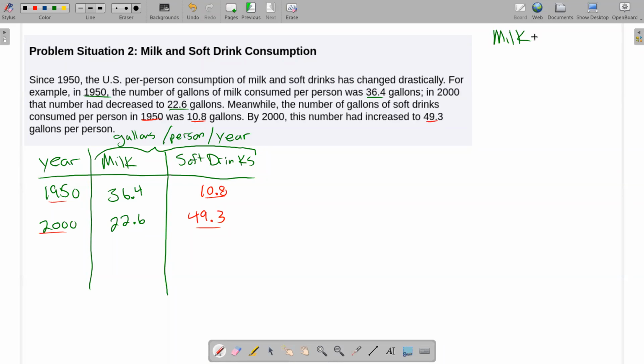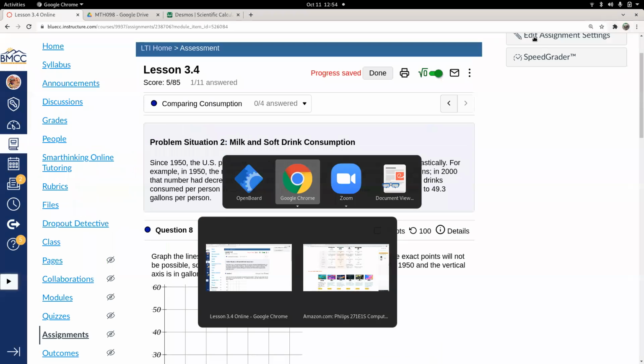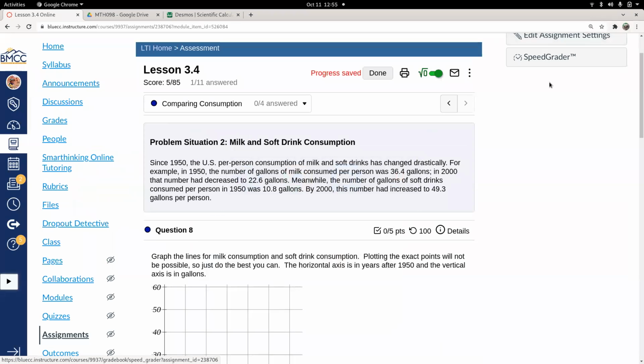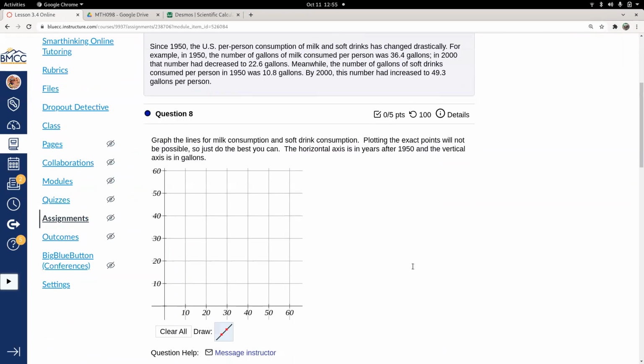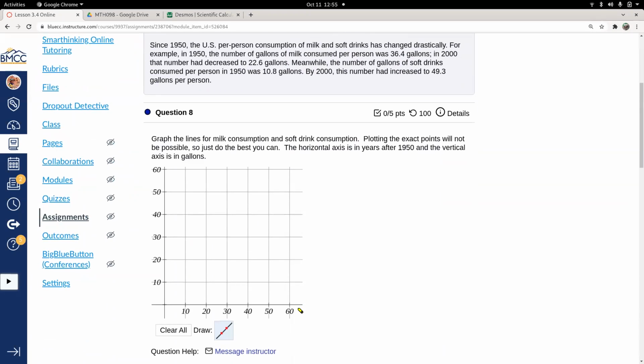and let me look at that graph that they gave me to play with. The horizontal axis is years after 1950. Oh, okay. So they're doing something a little bit different there. So 50 would be 1950 plus 50. So that would be the year 2000. So the year 2000 would be 50 years later. Where's 1950? Well, I guess that would be 0 years after 1950.